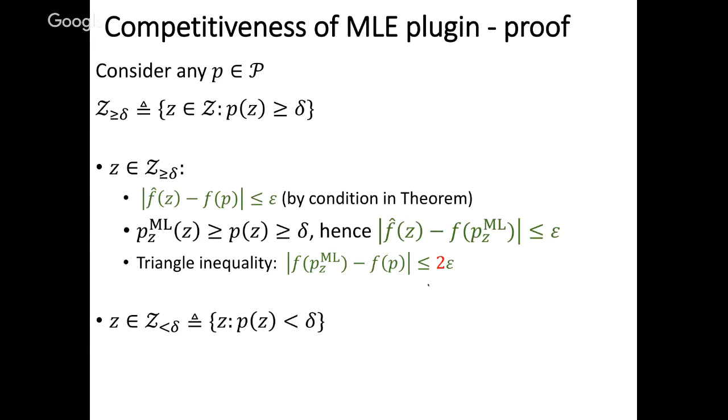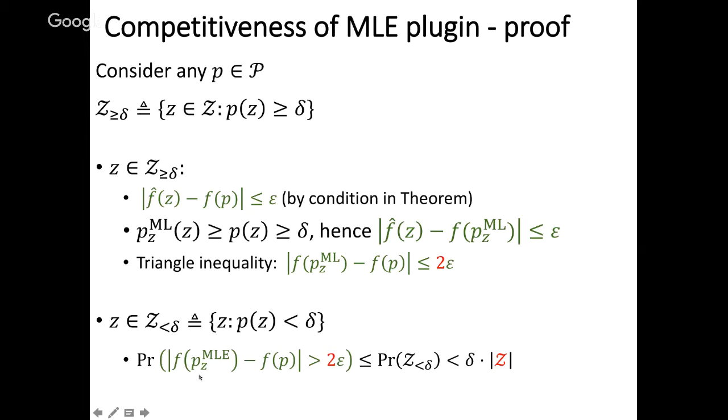So that leaves us with the set of all symbols whose probability is at most delta. So the set of all symbols z whose probability is at most delta. How do we take care of it? So the probability of f of p_ML minus f of p being at least 2 epsilon is at most the probability that you see a symbol inside the set of small z less than delta.